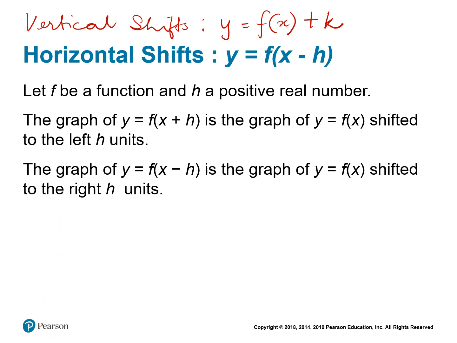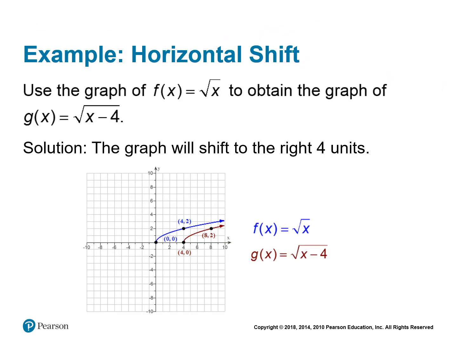So let me write that down here. If h is positive, graph slides to the right. If h is negative, graph slides h units to the left. So here we are talking about the h. All right. So here's an example on the horizontal shift.